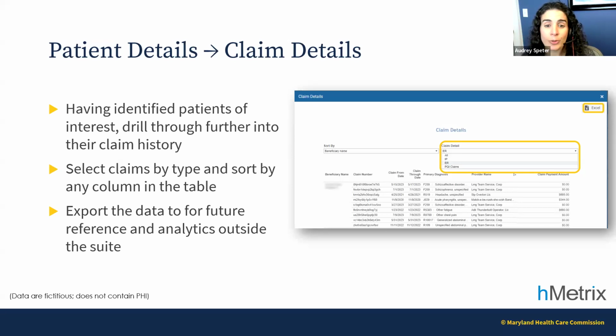This can be really helpful from a care management perspective. Are there experiences that the patient had that you may want to be able to interject early on next time to avoid that non-emergent ED visit? And of course, everything is exportable, so analytics don't have to be completed within the suite. They are able to be completed within your native environment in your facilities.